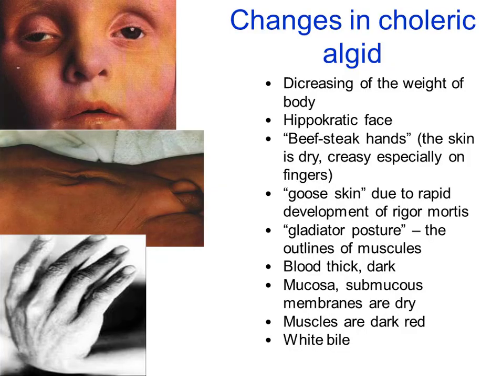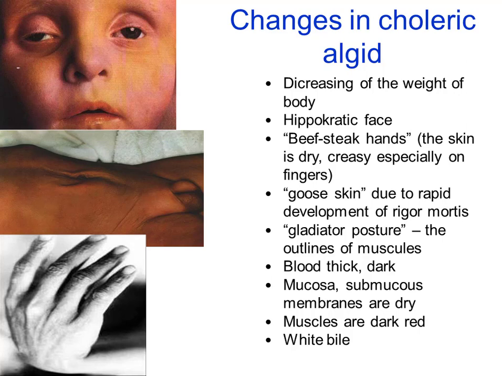Clinically, this phase is probably the most significant because it is accompanied by rapid weight loss and blood clotting, characterized by the appearance of the hippocratic face, when we see pointed facial features, sunken eyes and cheeks, and hands like the hands of a washerwoman, that is, wrinkling of the skin of the fingers. Post-mortem, we can determine the pose of the gladiator, when we see contraction of muscles.